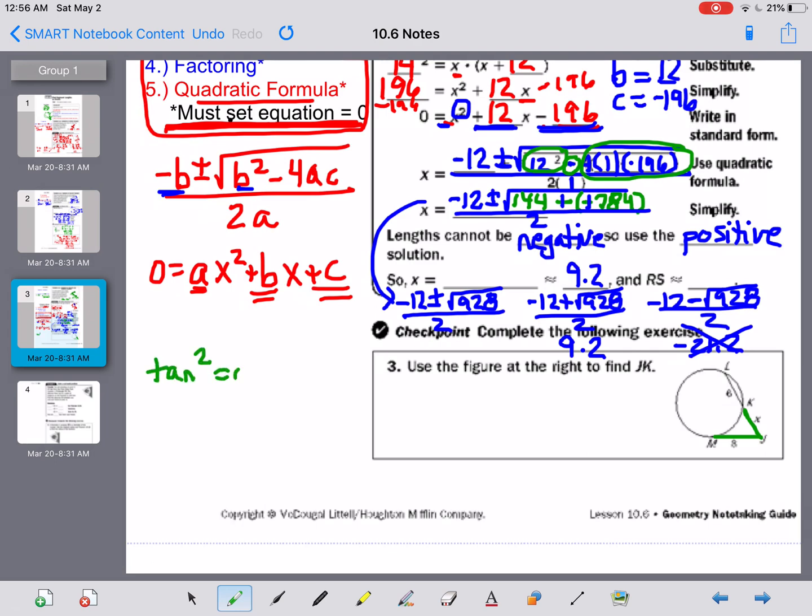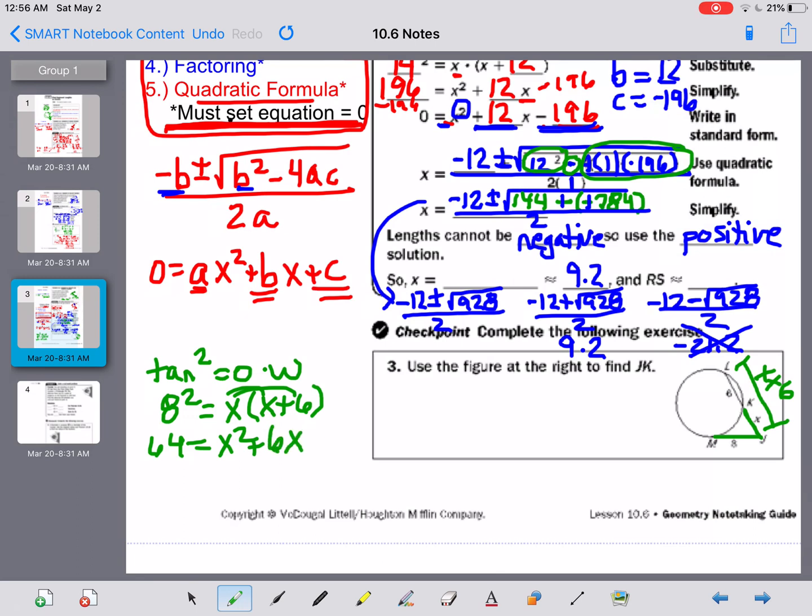Okay? So my tangent segment is 8. That's with my tangent. My outside segment is X. Now be careful, the whole thing is this entire segment, and that's going to be the X plus 6. All right, algebra time. 8 squared, 64. Distribute X times X is X squared. X times 6 is 6X. It looks like, once again, I have a quadratic. I want to set it equal to 0, so I'm going to subtract 64 on both sides. I'm going to get 0 equals X squared plus 6X minus 64.